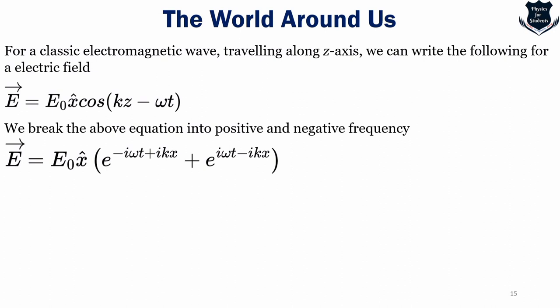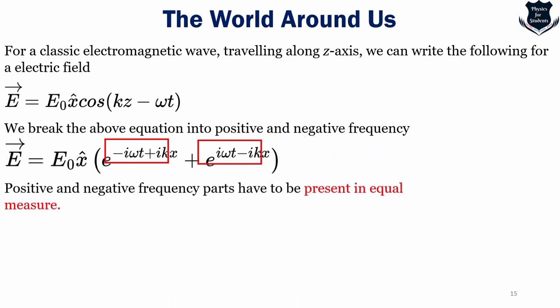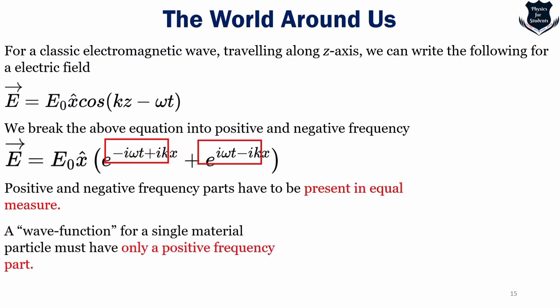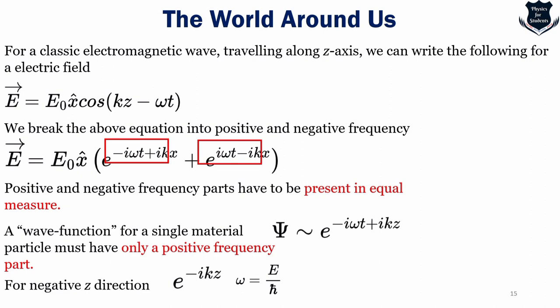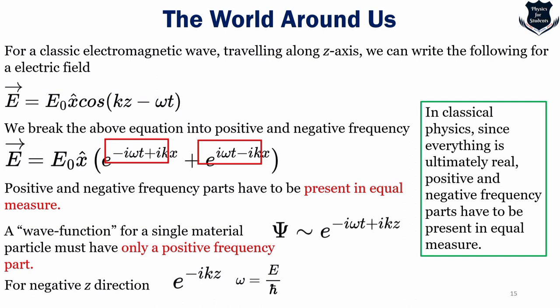And now when we break the equation into positive and negative frequency parts, we find this one and we find this one. So the point I'm trying to make is that positive and negative frequency parts have to be present in equal measure. And a wave function for a single material particle must have only a positive frequency part. So it would be equal to this one, e to the power i omega t plus i k z. So for a negative z direction, if it is going in the negative z direction, it has to be here. So the important point here is that in classical physics, since everything is ultimately real, there are no imaginary numbers, right? With all real numbers, positive and negative frequency parts have to be present in equal measure.